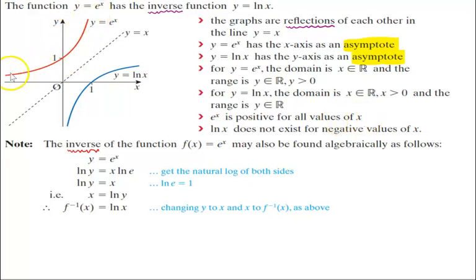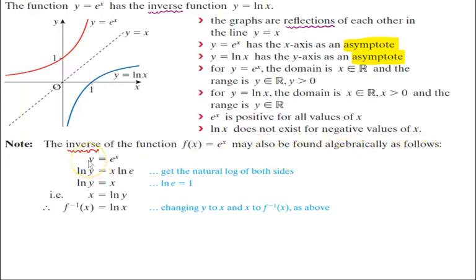So going back to this red curve, e to the power of x is positive for all values of x. And ln x does not exist for negative values of x. So this blue curve, ln x does not exist for negative values of x. Note, the inverse of the function f of x equals e to the power of x may also be found algebraically as follows.